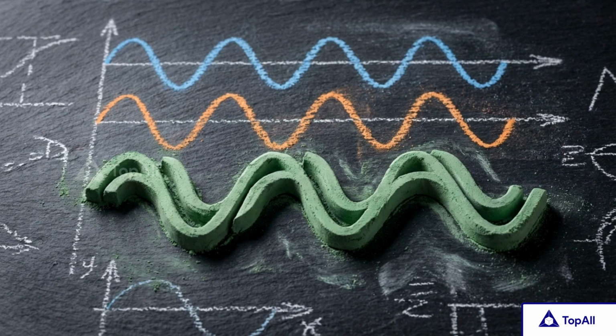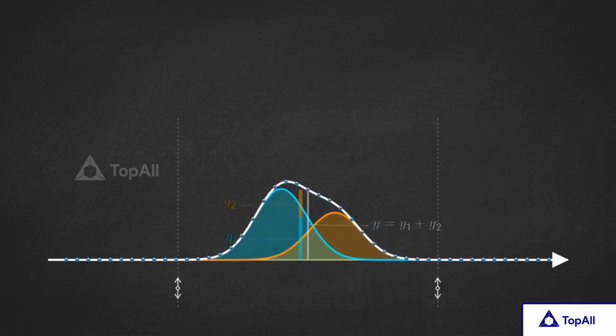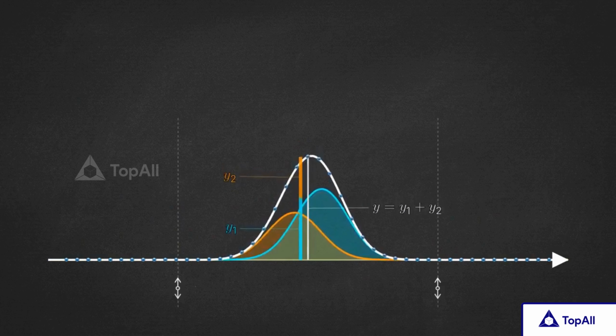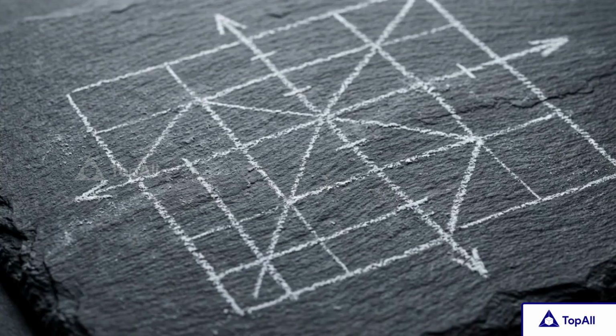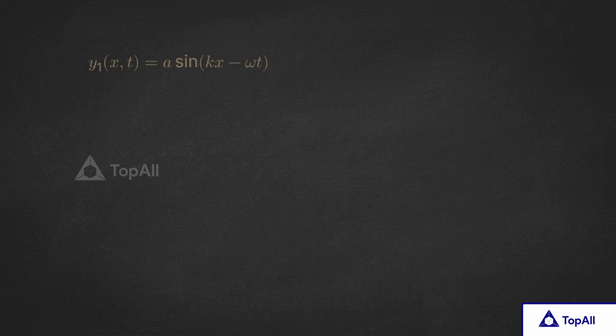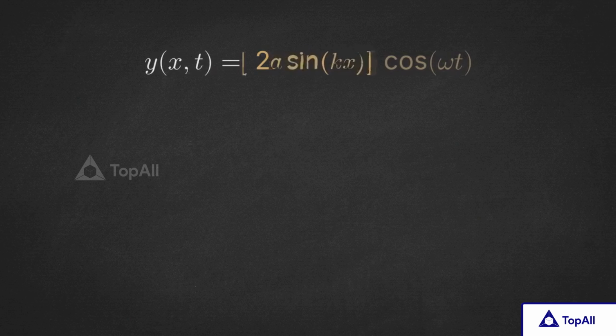To understand how a wave stops traveling, we rely on the principle of superposition. This rule dictates that when two wave disturbances overlap in the same medium, the net displacement is exactly the sum of the two individual waves. This animation shows exactly how the math works. We take a sine wave moving right, add it to an identical sine wave moving left, and they merge into a new equation. The resulting displacement is 2 times the amplitude times the sine of kx, all multiplied by the cosine of omega t. Notice that bracketed section.